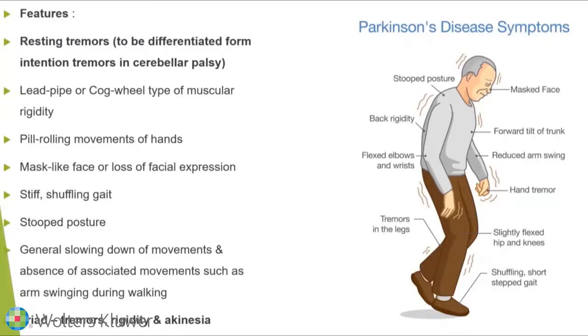Stooped posture. He has a bent posture of the trunk, which is known as stooped posture. General slowing down of movements and absence of associated movements such as arm swinging during walking. The triad seen in the clinical presentation of a Parkinson's patient is tremors, rigidity and akinesia. So these three are the characteristics of a patient suffering from Parkinsonism.